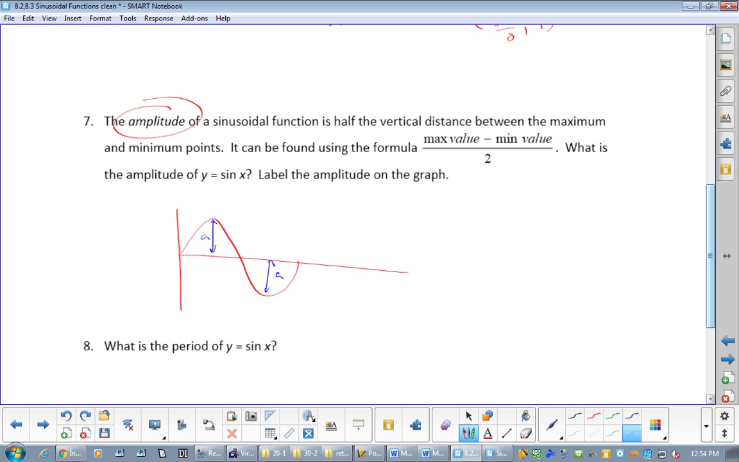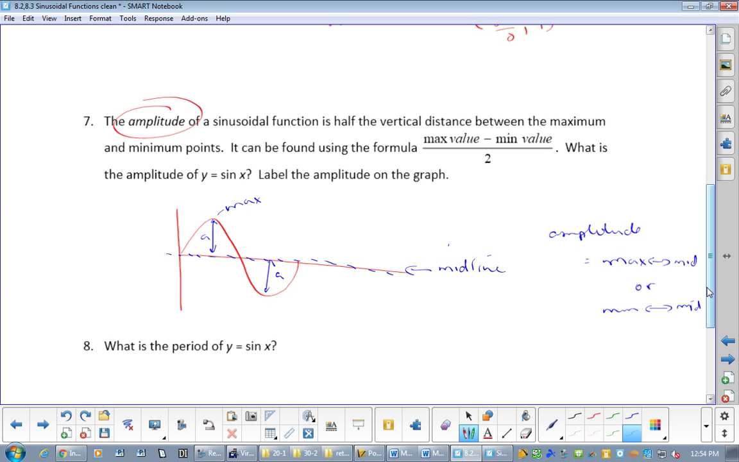Taylor? The max to where? The mid. The middle, or actually this is called the midline. Okay? So amplitude, by looking visually, is the max to the midline, or min to the midline, right?